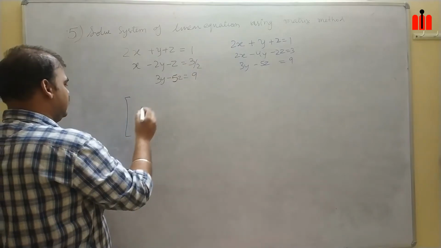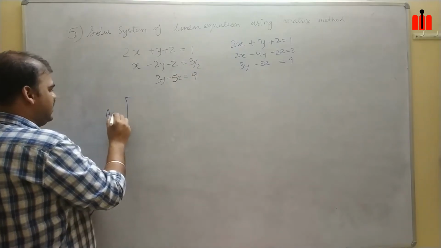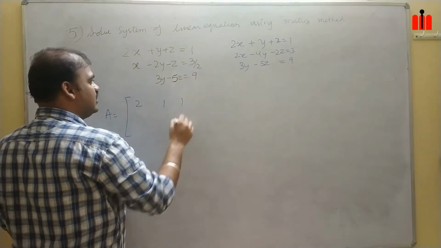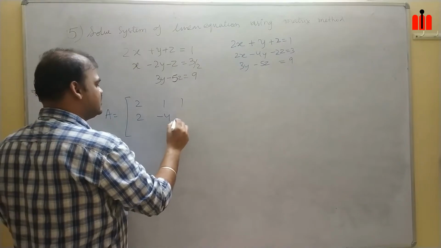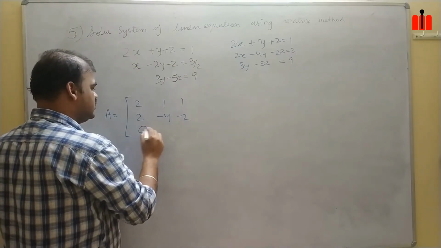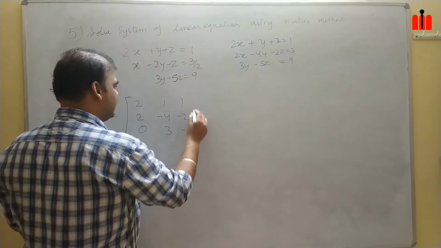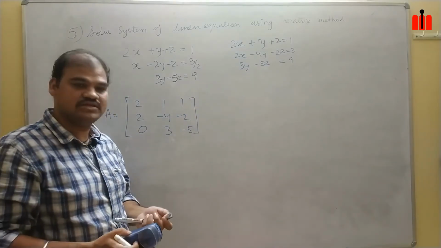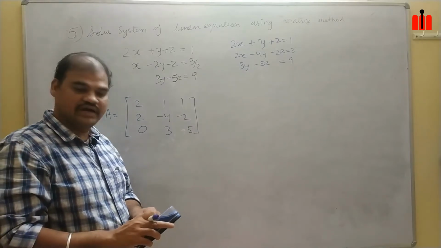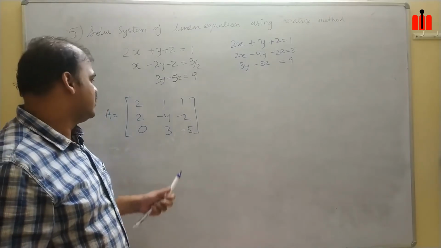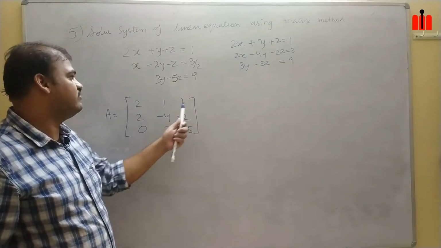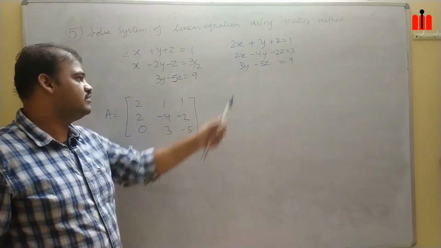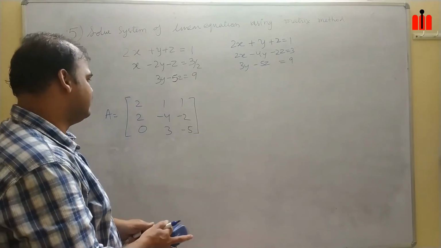Okay, so what will be my A matrix? My A matrix will be [2, 1, 1; 2, -4, -2; 0, 3, -5]. For the third equation, the x coefficient is 0 because x is not there. Are you getting it? So 2, 1, 1 are the coefficients of x, y and z. Then 2, minus 4, minus 2, and 0, 3, minus 5. Okay, this is my A matrix.